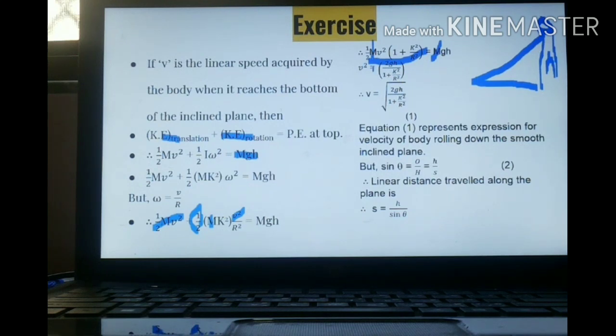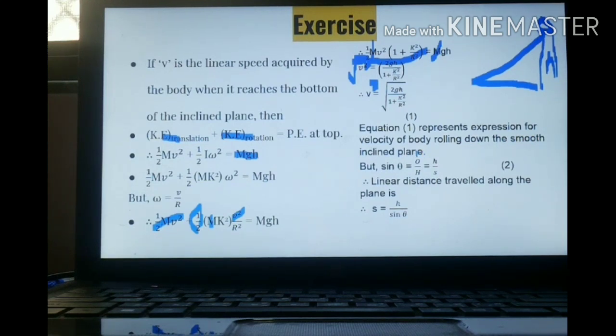This is v square, but we want the value of v, the velocity. So we will be taking the square root. This square and this square root sign will go away. Ultimately we are left with v is equal to under root 2gh upon 1 plus k square upon r square. This is equation 1. Equation 1 represents the expression for the velocity of the body which is rolling down the smooth inclined plane.